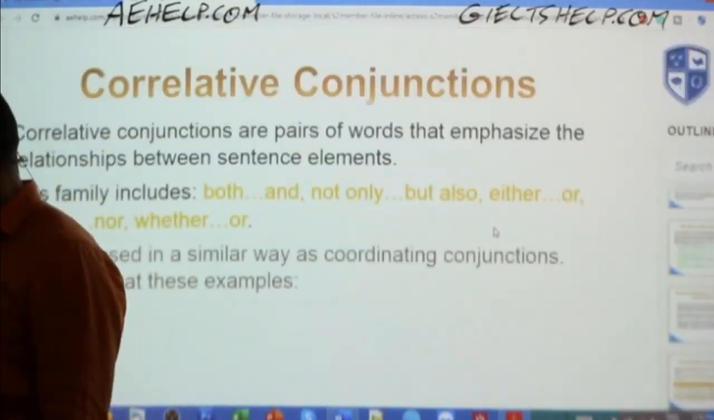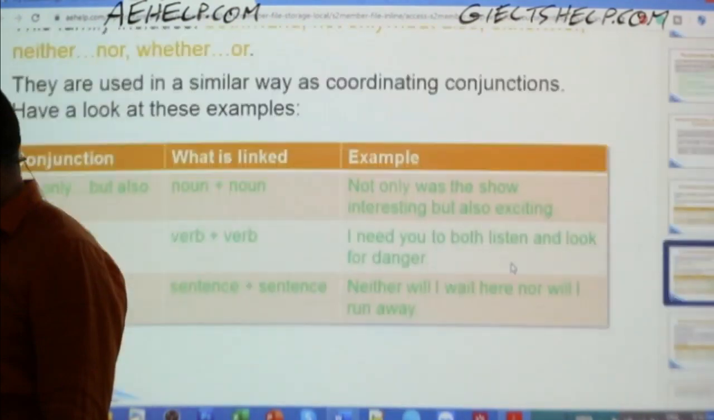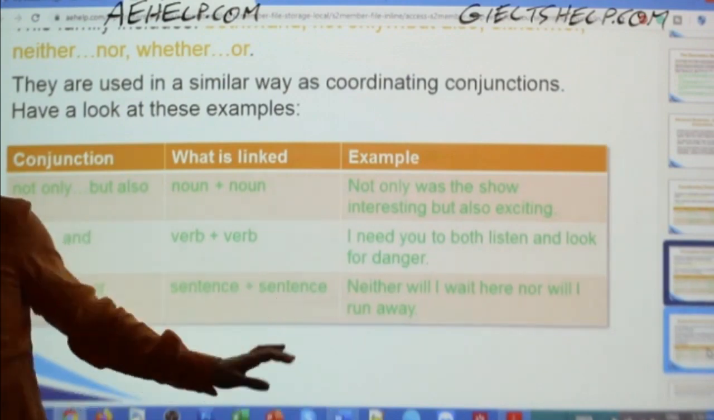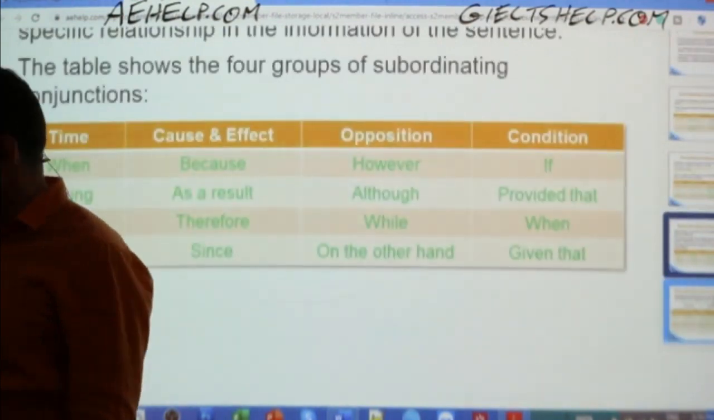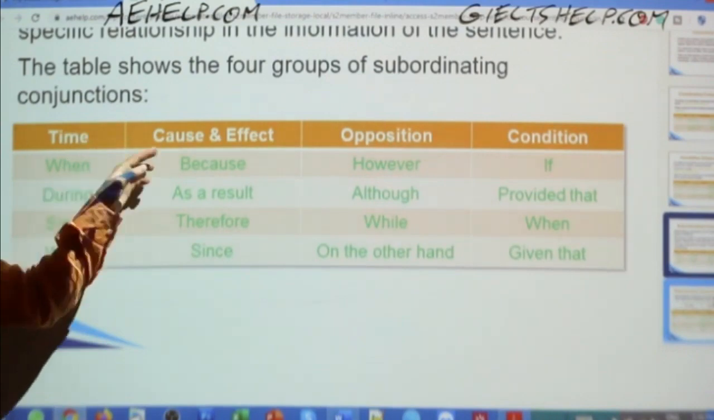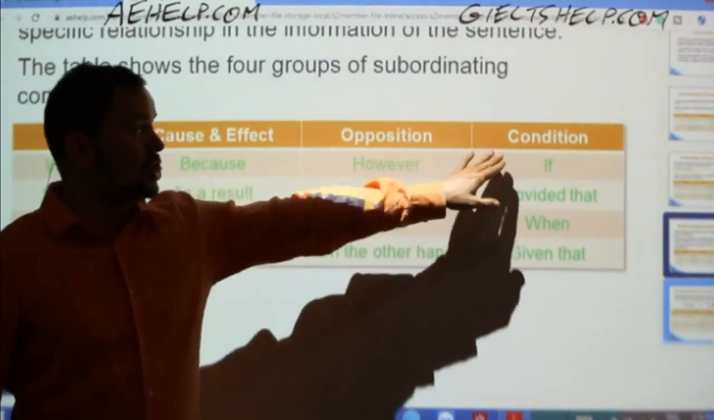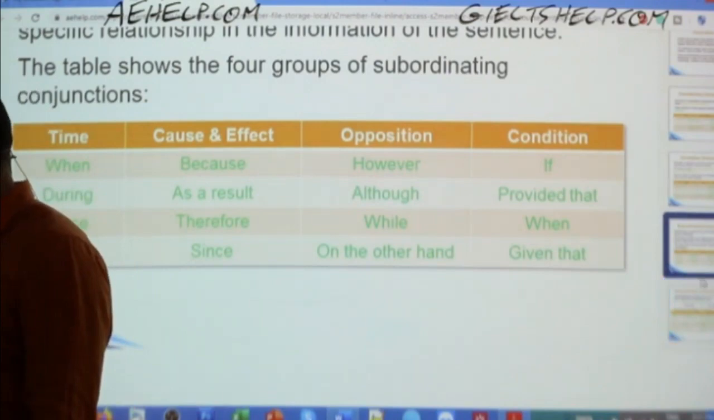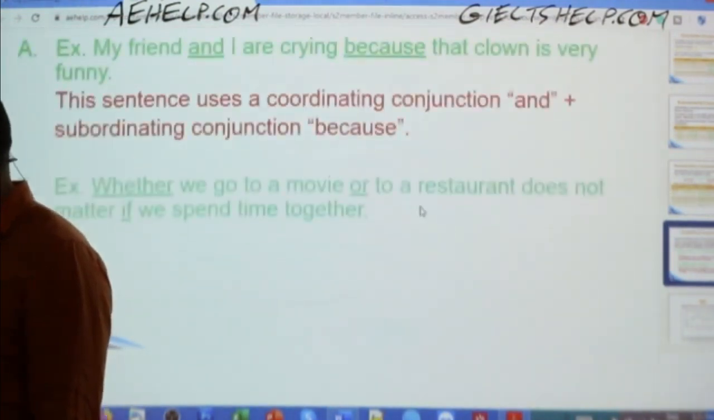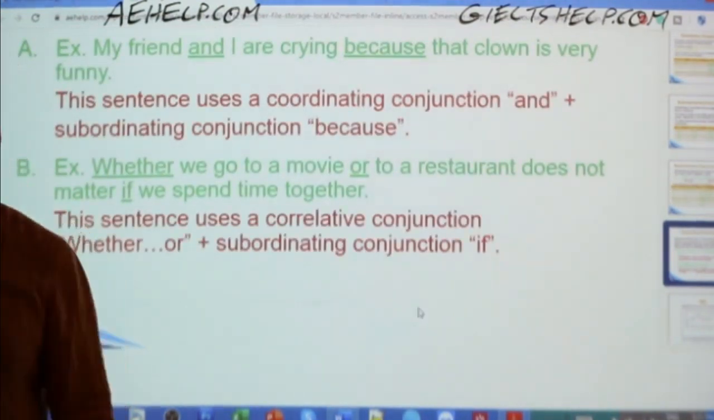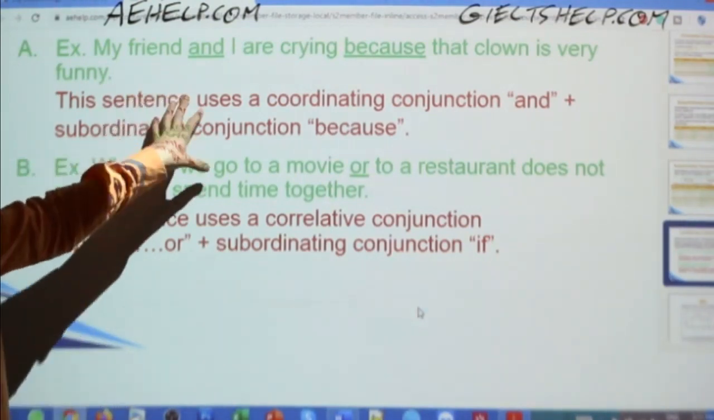And then I'm going to stop. So here is your correlative conjunctions, the not only but also, and then you'll get into, I think it's about 100 slides, students. So this is what we were talking about today, the time, cause, effect, opposition, condition, the subordinating conjunctions, and then it gets into how to create those complex compound sentences.